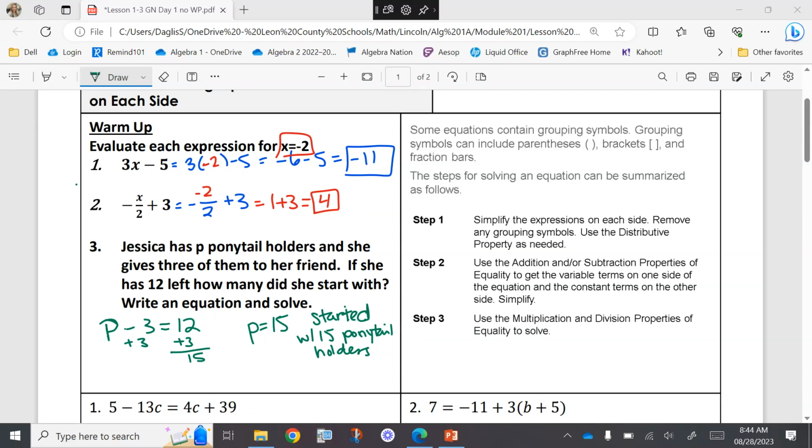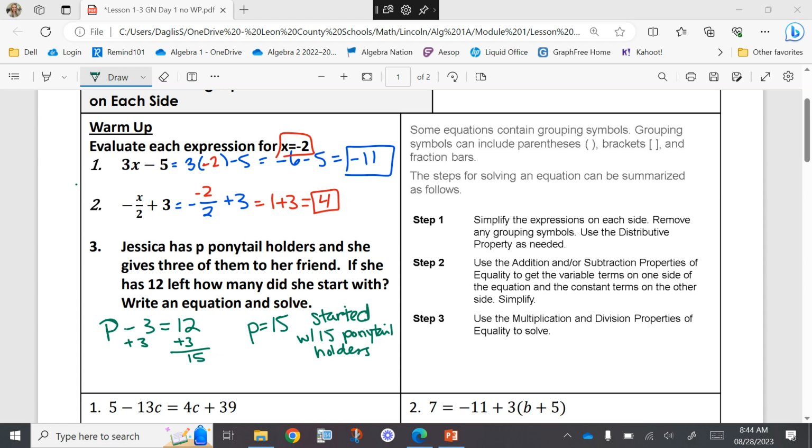All right, so what we're doing today is we're moving on. We're still solving, but now we're going to have a variable on each side of our equal sign. So we did one example of that last week, actually, where there was an X on both sides. So we're just going to do more of that today. Some equations are going to contain grouping symbols. So remember, that's either parentheses or brackets, and fraction bars.